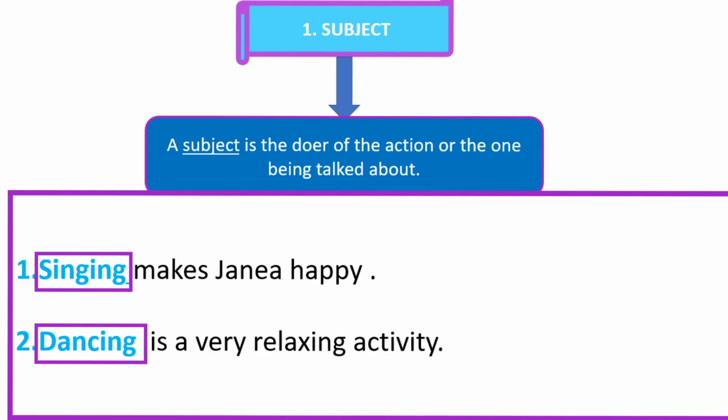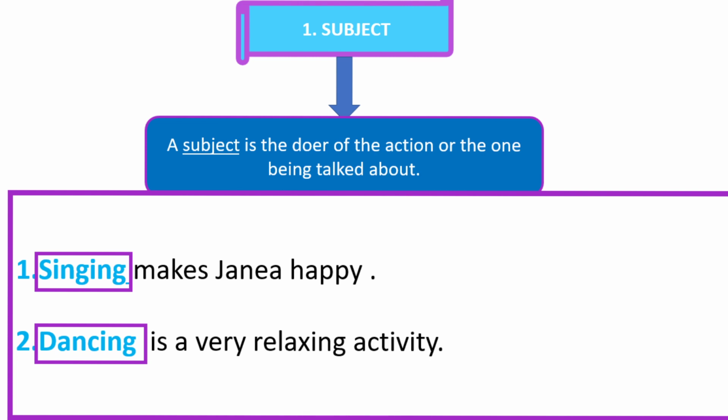At this juncture, we will now proceed with the functions or uses of a gerund. So I'm going to define first the functions, followed by the examples. Okay? So let's now define what is a subject. So a subject is the doer of the action or the one being talked about. Let's proceed with the examples.